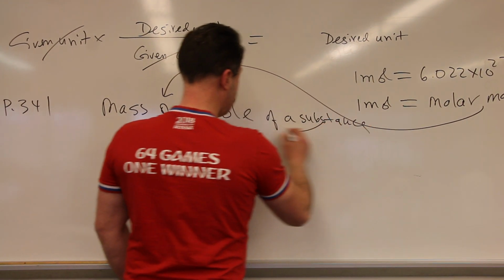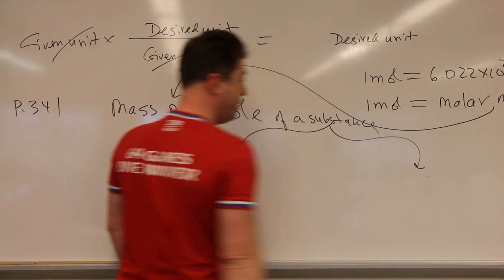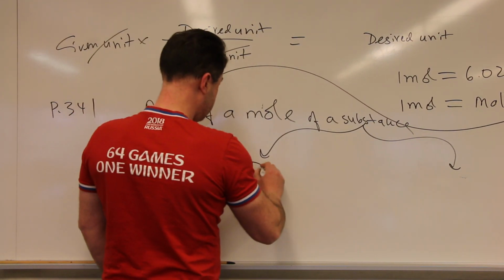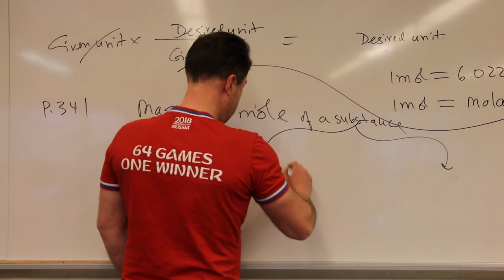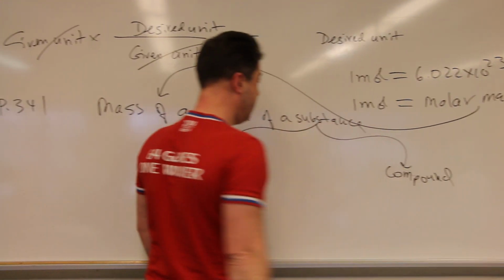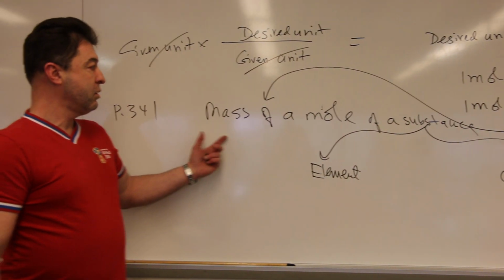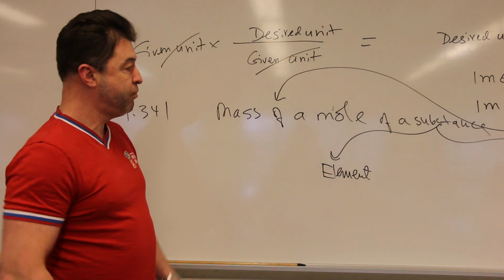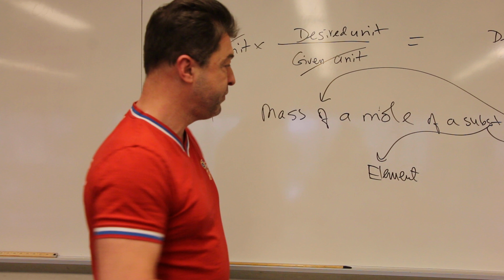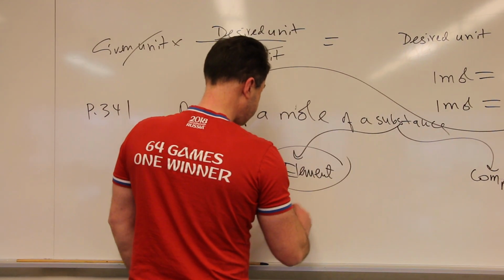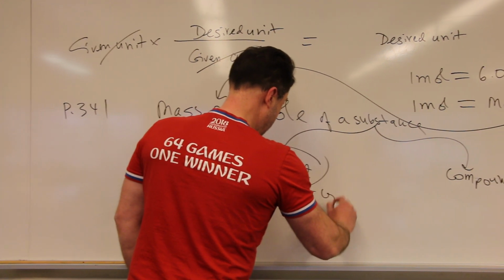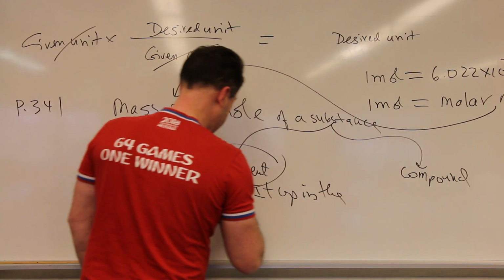And remember, guys, the substance can be of 2 types. A pure substance is an element, and of course, it can be a compound. So when we're discussing the molar mass or mass of a mole, we are determining the molar mass of an element or a compound. All right, how do you get the element molar mass? Just look it up in the periodic table.